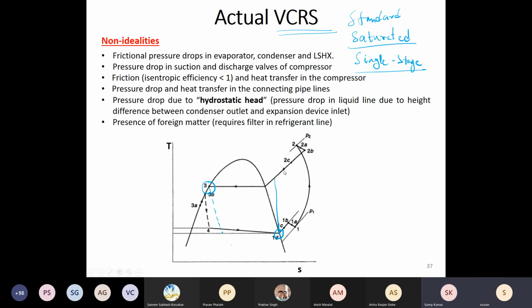We are not multi-staging it. We are not compressing in one compressor and then sending it to another compressor and recompressing to achieve higher pressure. So whatever cycle we have studied till now, another name for that cycle is standard saturated single stage refrigeration cycle.